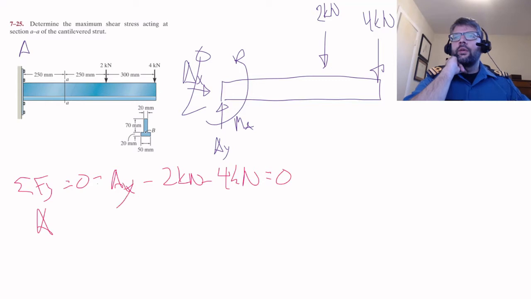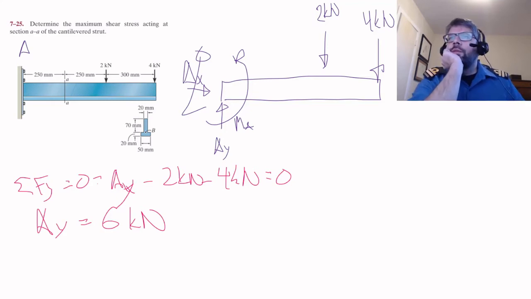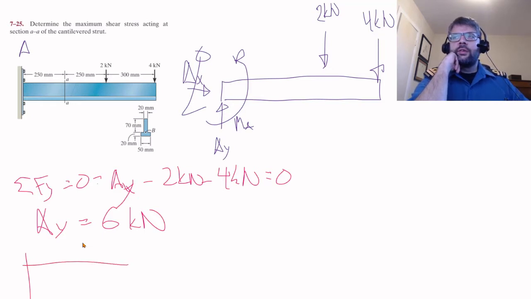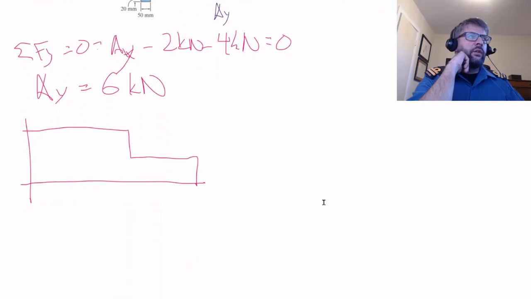Therefore, AY is equal to 6 kilonewtons. Simple enough. So if we draw a quick diagram of our variation of the shear load over the span, 6 drops to 2, drops to 4. So the load, V, at the point that we're looking at is 6 kilonewtons.